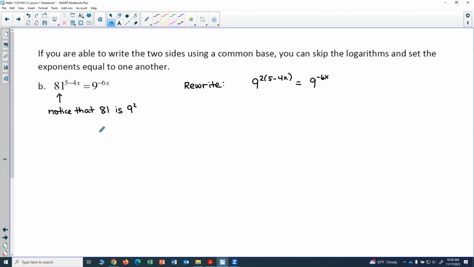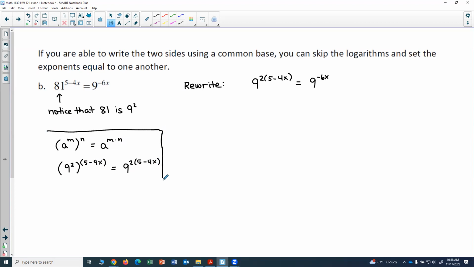So I'm using the rule that if I have a to the m in parentheses to the nth power, that's equal to a to the m times n. So in other words, if I have 9 squared to the power of 5 minus 4x, that's the same as writing 9 to the 2 times 5 minus 4x. So that comes from rules of exponents that you learned previously in the course.